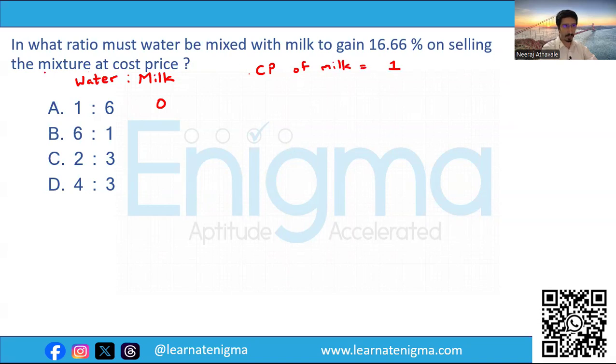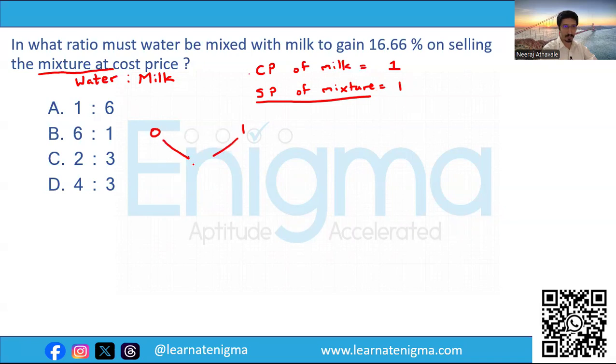Now he is selling the mixture at this cost price. That means the selling price of mixture will also be 1. So we are writing the cost price of water is 0. The cost price of milk is 1. Now we cannot write down the cost price of the mixture as 1 as well, because we have the selling price of mixture as 1. So writing down 1 here would be a mistake.